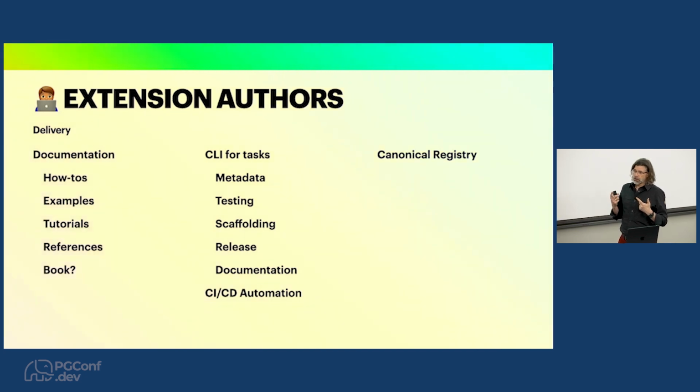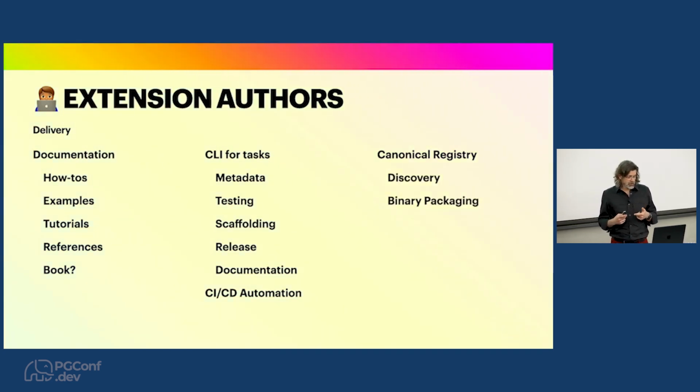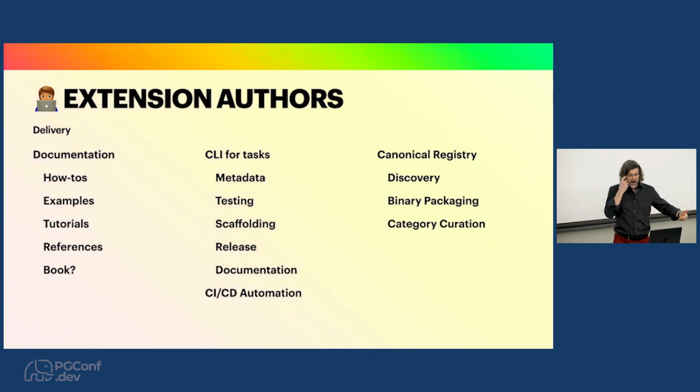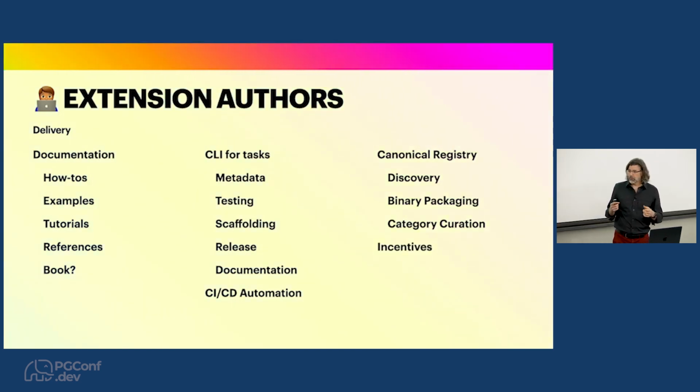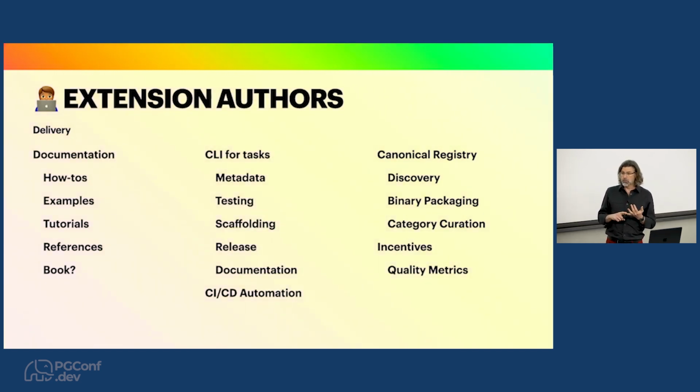And tools for continuous integration and continuous deployment. And then there's the canonical registry, which enables discovery and search, and extends the source code-based distribution of PGXN to also binary distribution and packaging. Perhaps something with category curation inspired by the Trunk stuff to make it easier to find things that fulfill particular business cases. And then also create incentives for extension authors to make their lives better and make their extensions better, including things like quality metrics that you can improve upon to make your extension easier to discover, better tested, what have you.